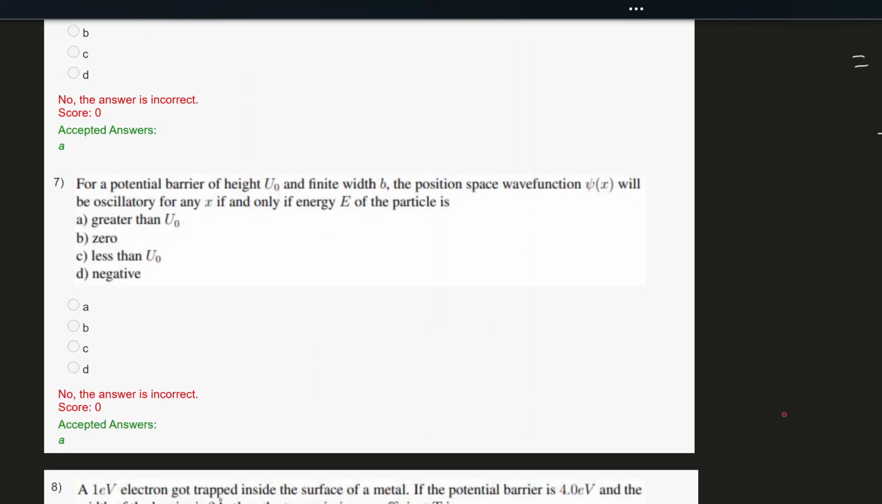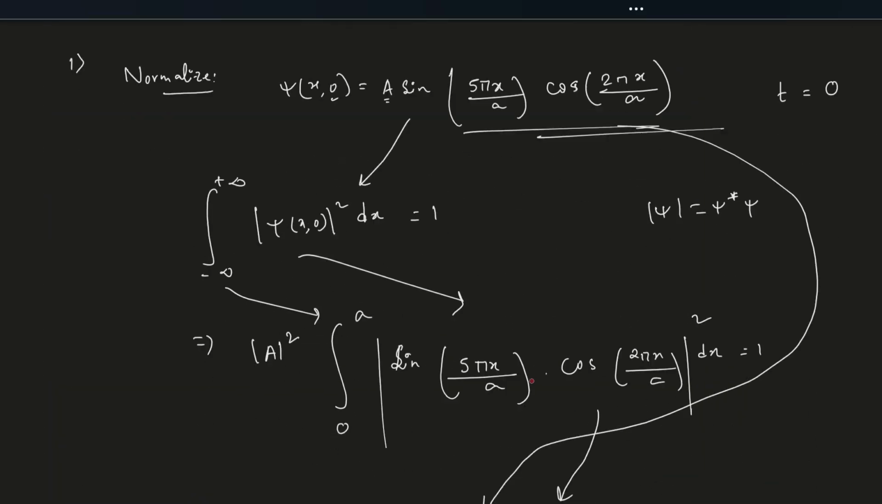Now question 7 is that for a potential barrier of height U0 and finite width b, the position space wave function psi(x) will be oscillatory for any x if and only if the energy of the particle is either greater than 0 or less than 0, or negative. That you have to find out.